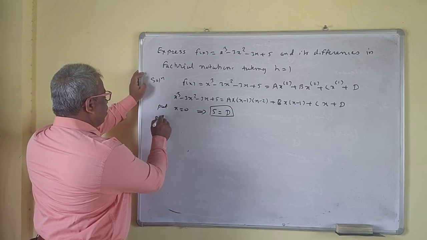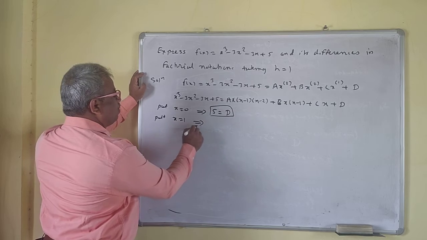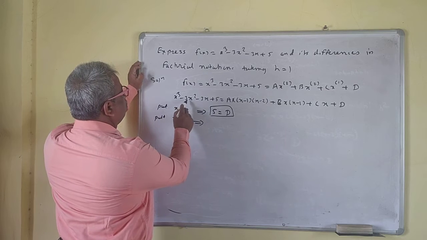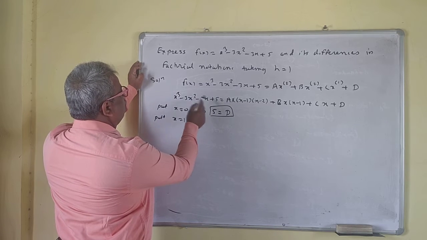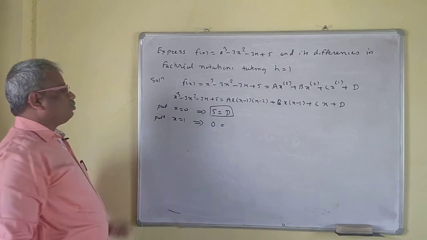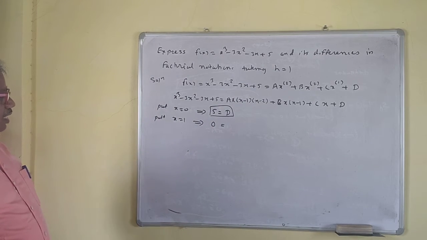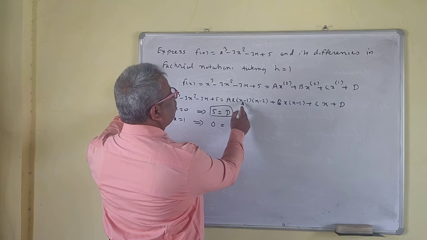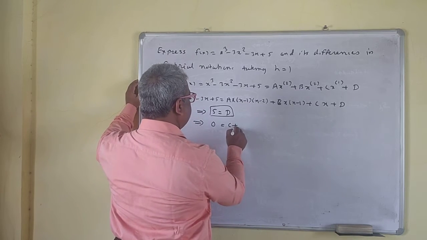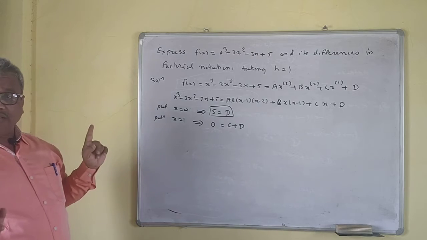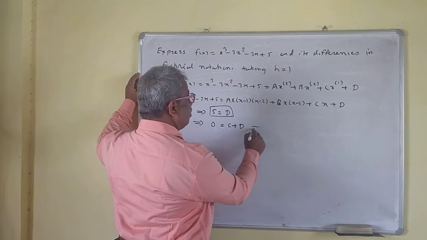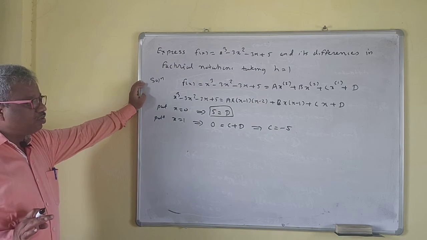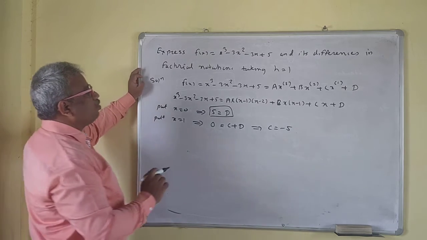Now I will put x is equal to 1. I got the value of d now. So if you put x is equal to 1, this is 1 plus 1, minus 3 minus 3, so it is minus 6, and 1 plus 5 is 6, so the left side will be 0. This will be 0, this will be 0, so c plus d is 0. You have the value of d now, so this implies that c is equal to minus 5. So you have the value of c now.